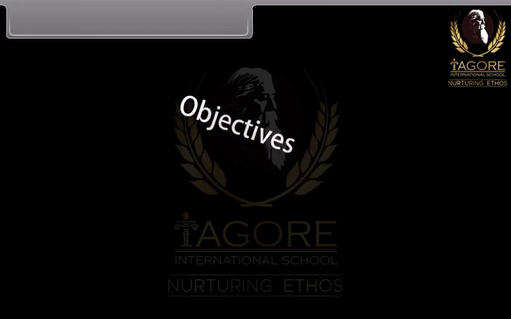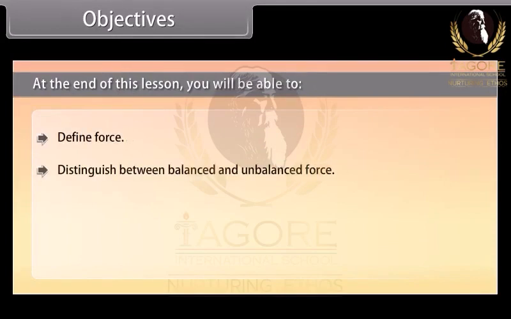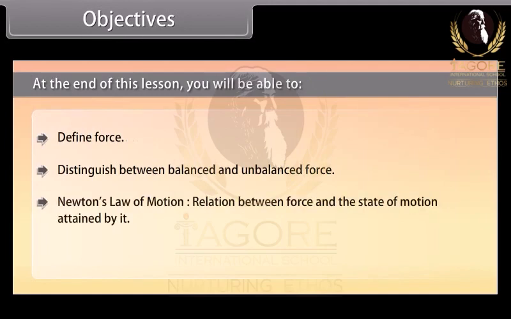Objectives. At the end of this lesson, you'll be able to define force, distinguish between balanced and unbalanced force, understand Newton's laws of motion, the relation between force and the state of motion attained by it, and understand the conservation of momentum.